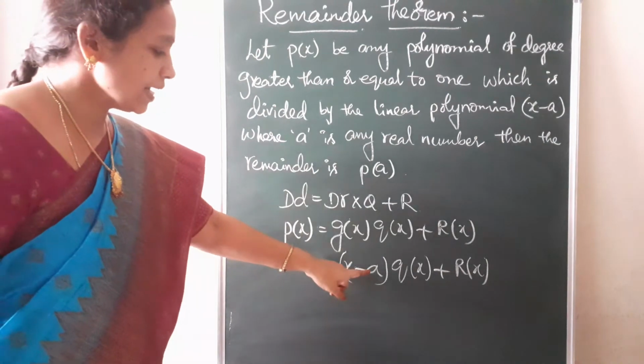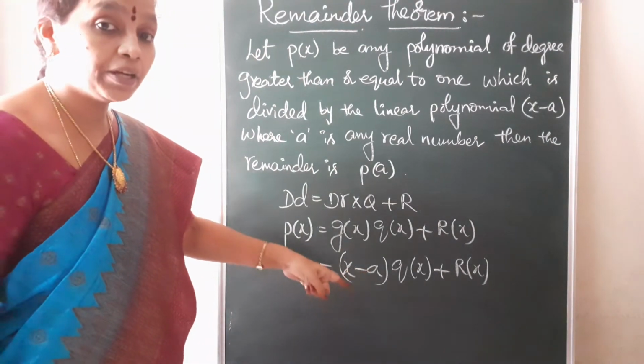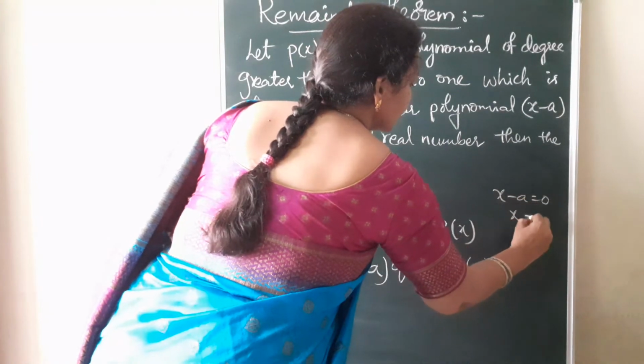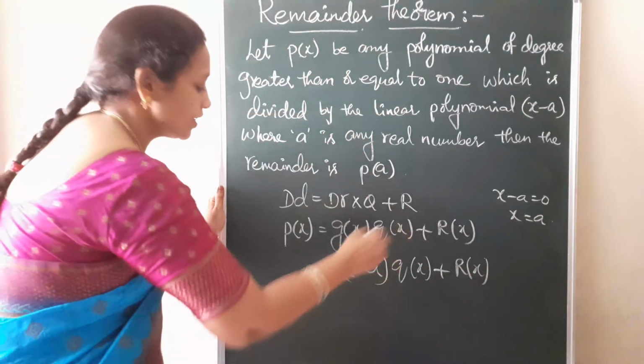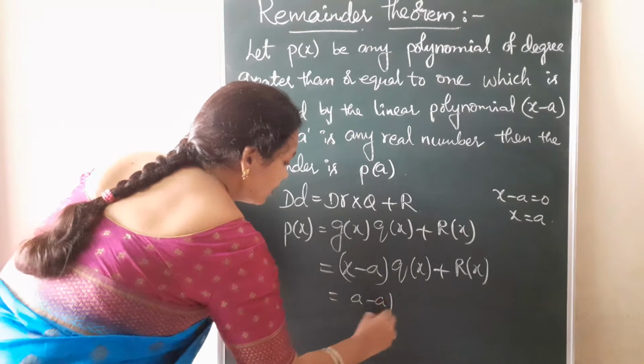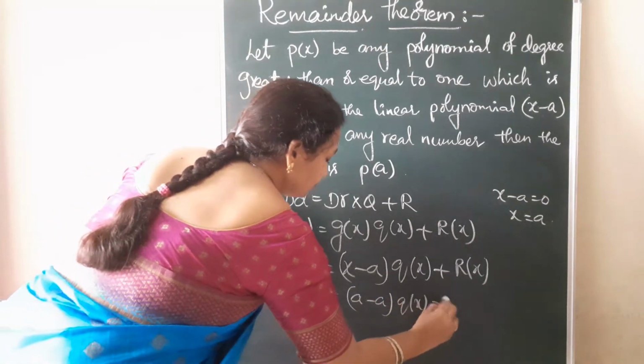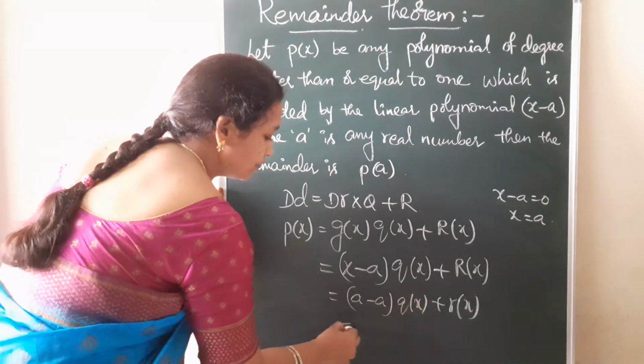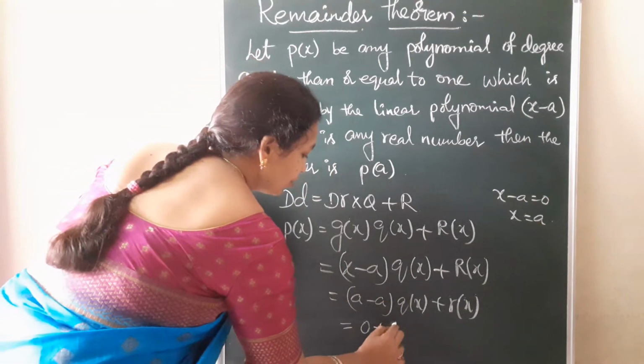But x minus a is the divisor, then a becomes the zero of the polynomial. So x minus a is equal to 0, and x is equal to a. So by substituting, we get a minus a into q of x plus r of x. This full term becomes 0, so 0 is equal to r of x.